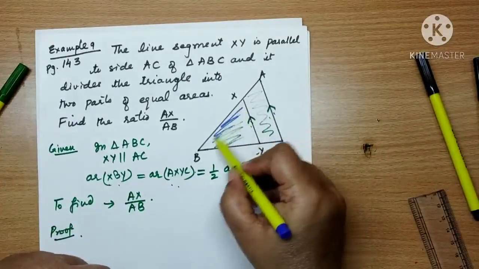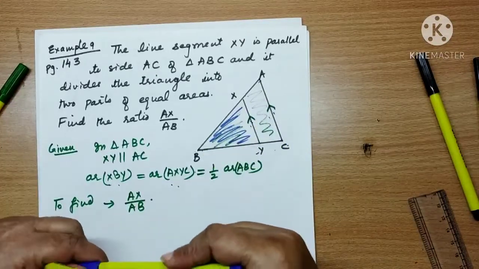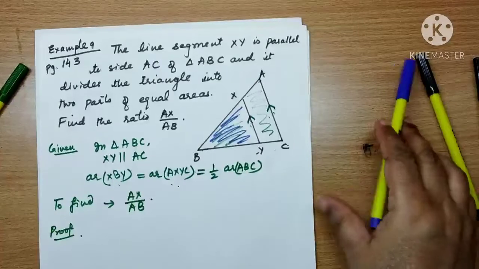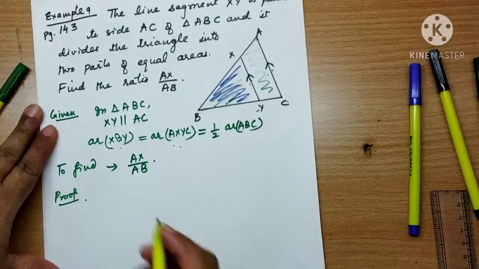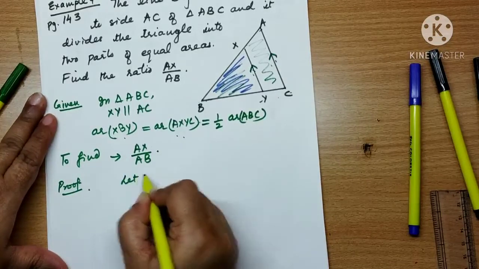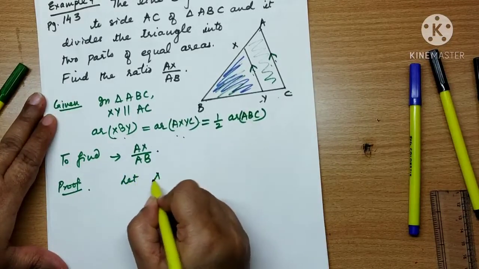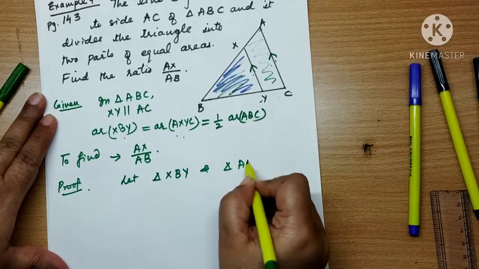One is this triangle XBY and the other is the bigger triangle ABC. So first of all, I'll have to prove these two triangles similar. So let us consider the triangles that we want to prove similar. Let us consider those two triangles. So now consider triangle XBY and triangle ABC.